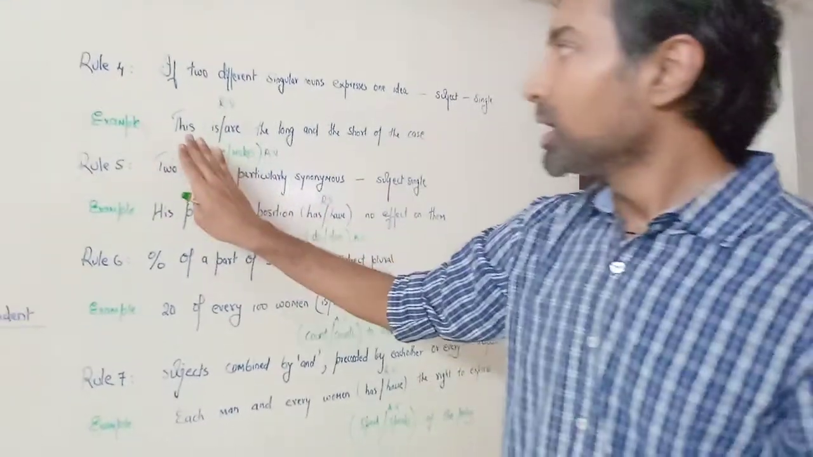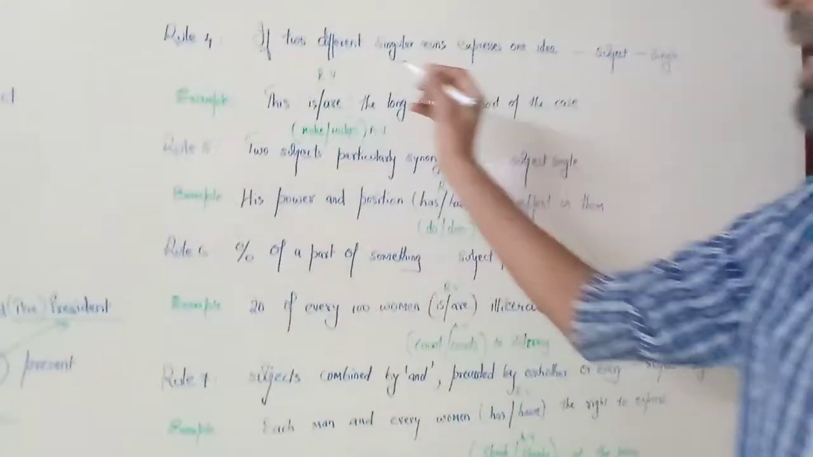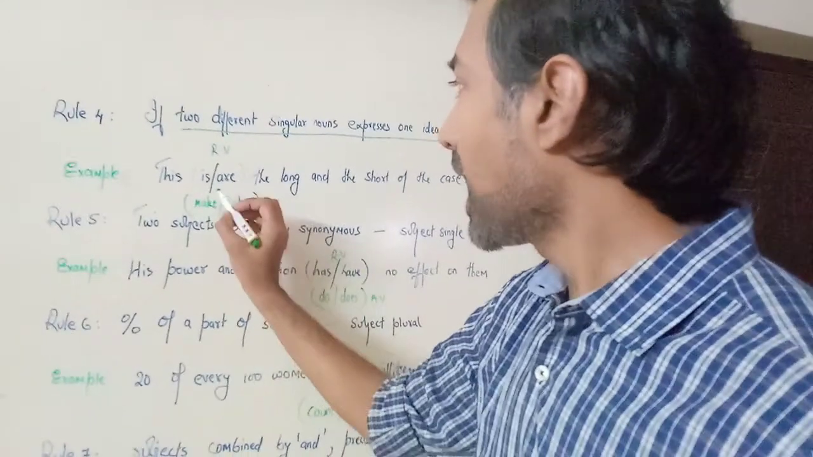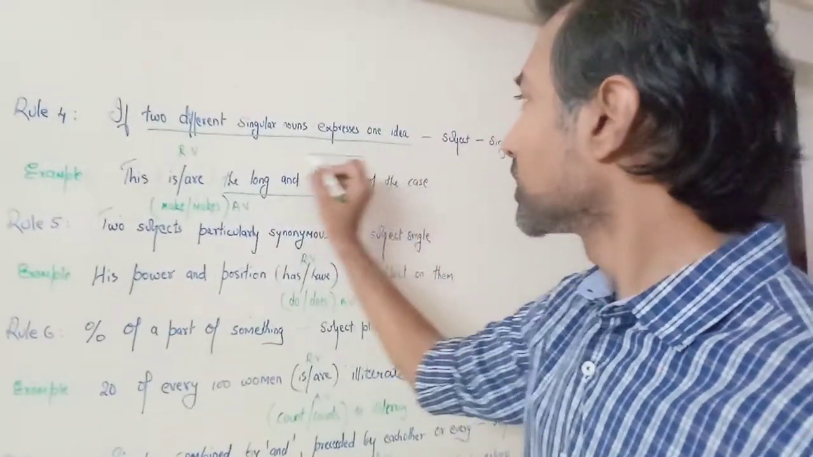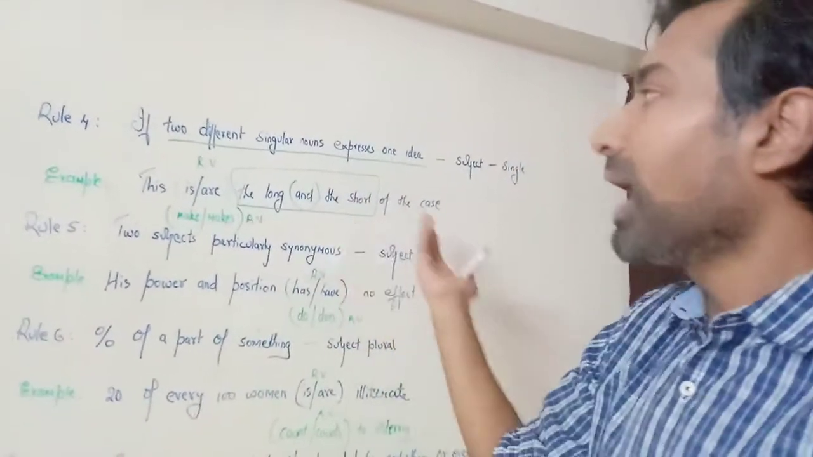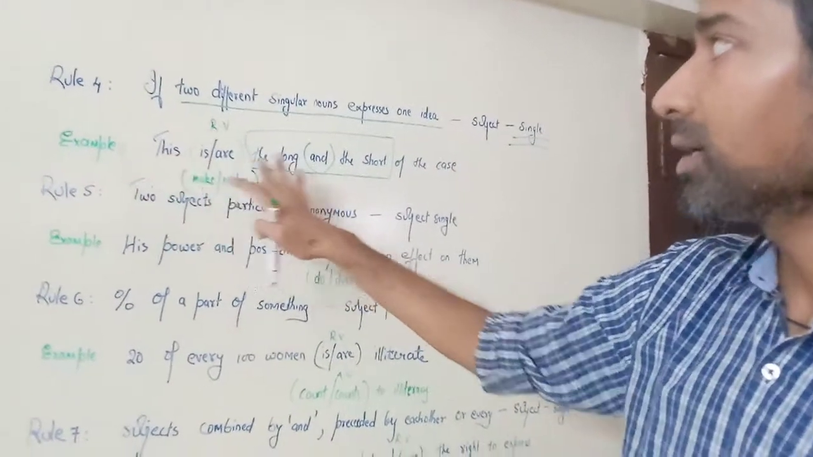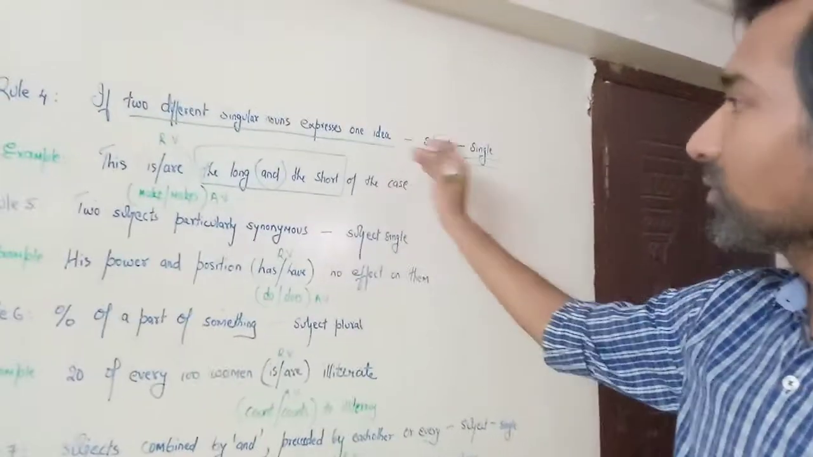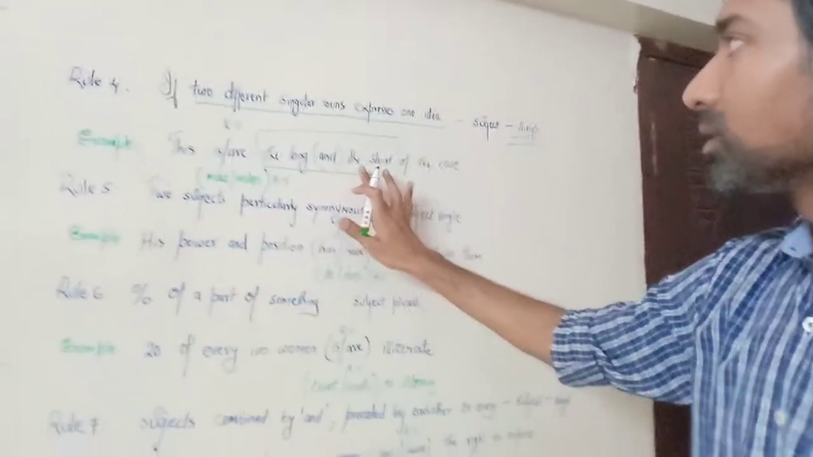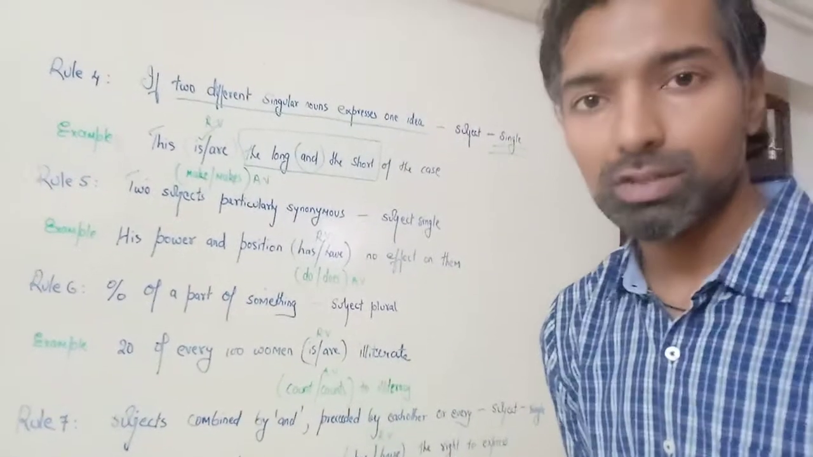Let's take an example. This is the long and the short of the case. So if I say two different singular nouns expressing one idea, that means I am talking about the long and the short. It expresses the same idea. So when associated with and, it will again be considered single, and thus if a sentence comes like this is the long and the short of the case, because of this rule number 4, I will consider this expression of the long and the short as a single entity. Thus, it will sit with a relative verb which is single in nature.